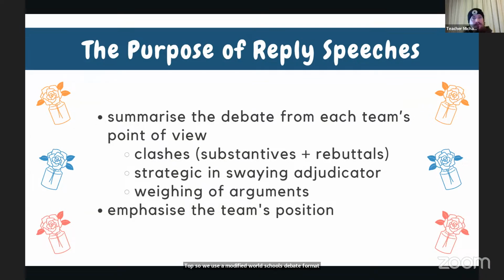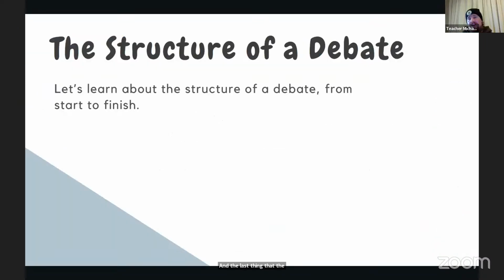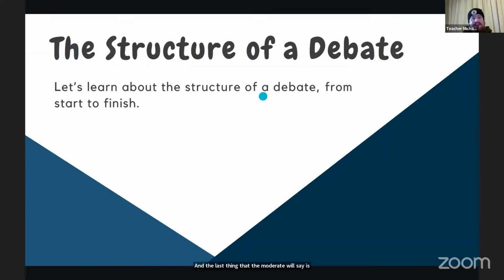We'll begin with the moderator's introduction speech. That'll last around 5 minutes. And the last thing that the moderator will say is, let the debate commence. I'd now like to invite the first speaker of the proposition to make their opening arguments. Then immediately following the introduction speech, we've got the first proposition speaker's speech, which lasts 4 minutes.